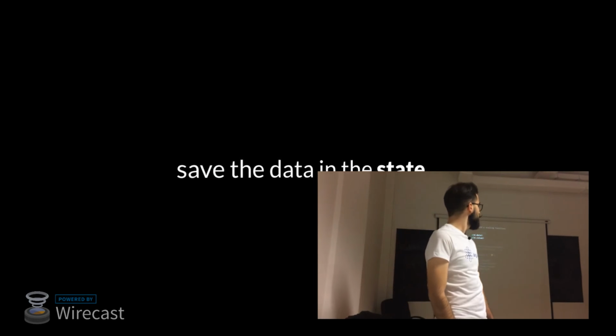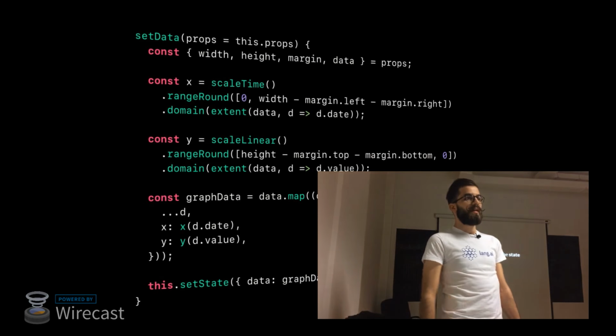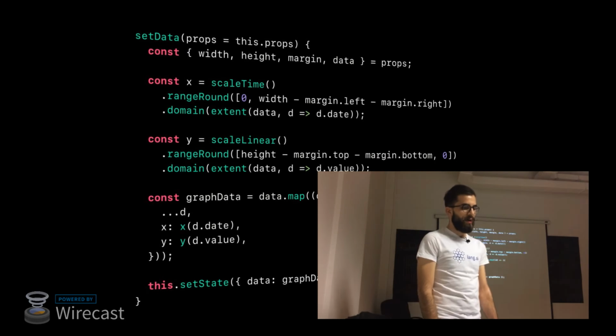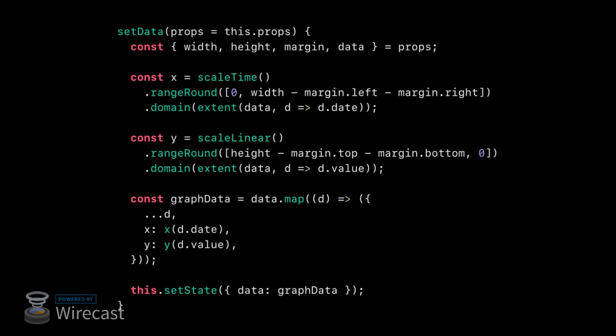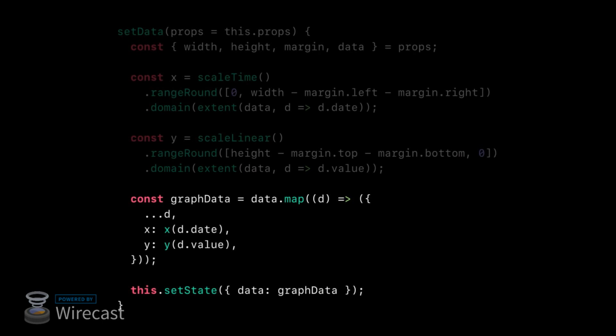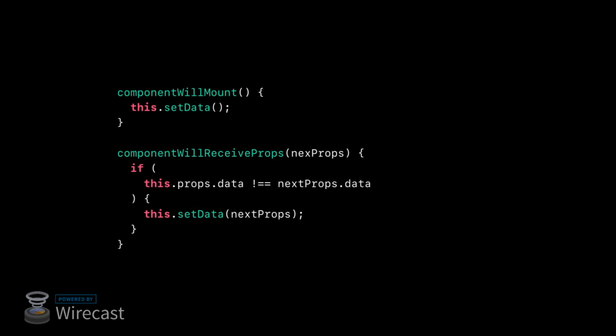So to avoid this, we need to move our data to the state. And the way we're going to do this is by creating a set data function. The first part you can ignore, it's just standard D3 scaling for the X and Y axis. The interesting part is down here, where we are iterating the data we receive from the props, scaling it, and then setting it to the state. After we've done that, we need to set up our function to be called in component will mount and component will receive props.